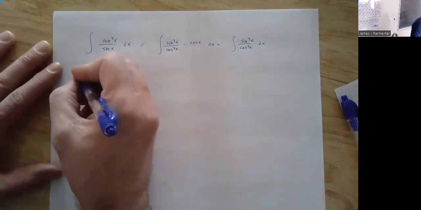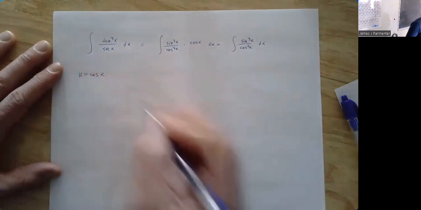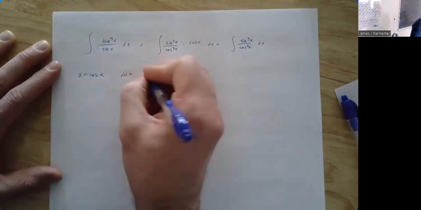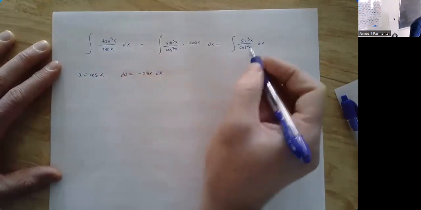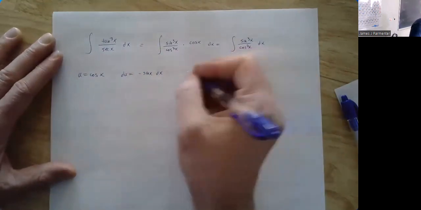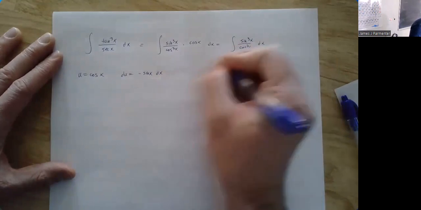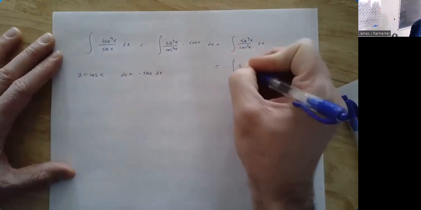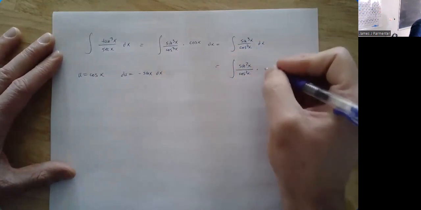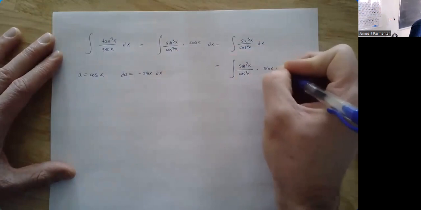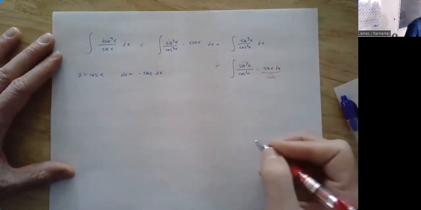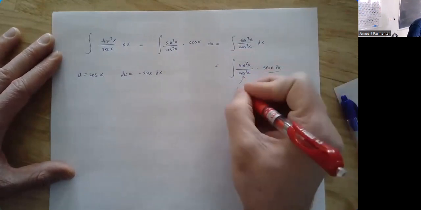Okay, so then I think we can try letting u equal cosine. Because if u is cosine, your du is going to be negative sine. That's going to take care of one of these sines, and then there'll be an even number left over. So I'm going to rewrite this as the integral of sine squared x over cosine squared x times sine x dx. So here's my negative du. Cosine squared is going to be my u squared.